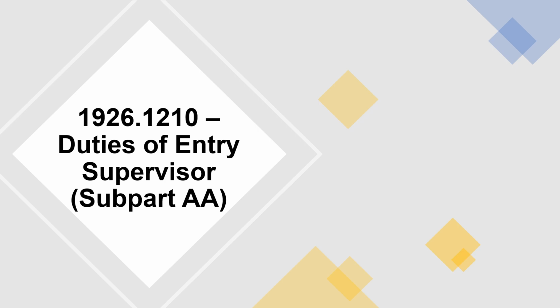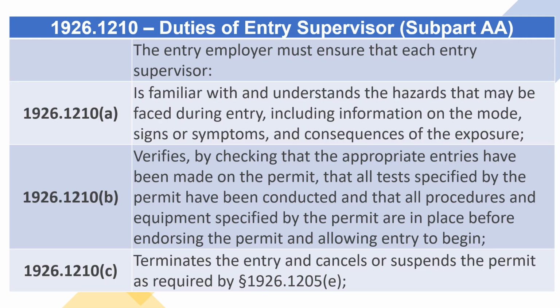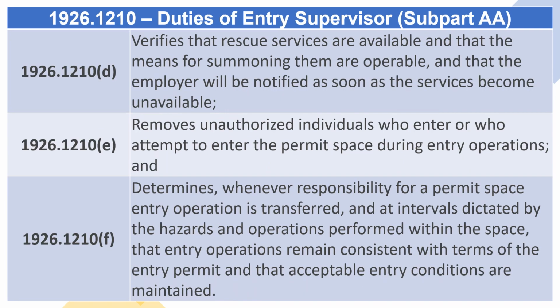1926.1210, duties of entry supervisor. The entry employer must ensure that each entry supervisor: (a) is familiar with and understands the hazards that may be faced during entry, including information on the mode, signs or symptoms, and consequences of the exposure; (b) verifies, by checking that the appropriate entries have been made on the permit, that all tests specified by the permit have been conducted and that all procedures and equipment specified by the permit are in place before endorsing the permit and allowing entry to begin; (c) terminates the entry and cancels or suspends the permit as required by Section 1926.1205(e); (d) verifies that rescue services are available and that the means for summoning them are operable, and that the employer will be notified as soon as the services become unavailable.